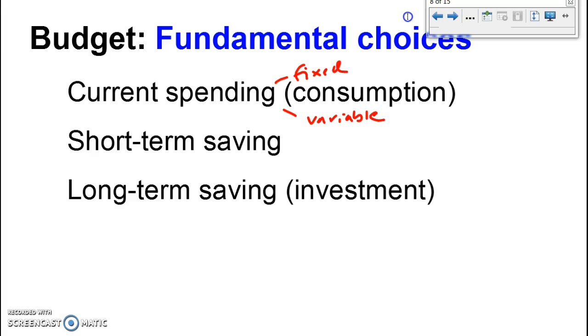And then you have short-term saving, which is for things that you maybe you want to take a vacation next year and you need to set aside $100 a month to prepare for that vacation. And then longer term saving we're also going to refer to as investment, and that's the sort of thing that you might do for retirement. So even though we also can break down your budget by looking at, we could consider it as spending, saving, taxes. Taxes are not a choice. So when they ask you what are the 3 fundamental budget choices, it's current spending, short-term saving, long-term saving.